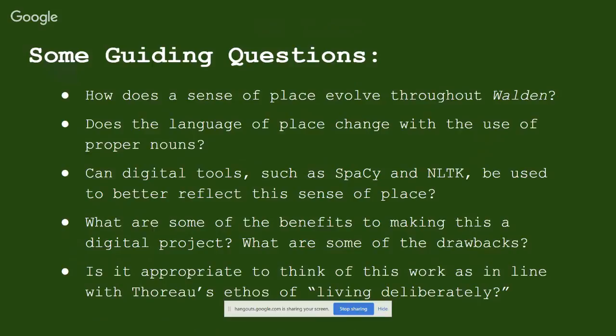So we'll address these questions throughout the presentation, and then at the end we'll review them again to see how successful we were in our goals to answer these.